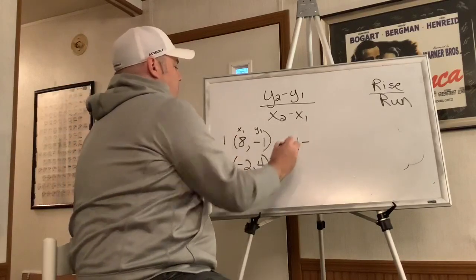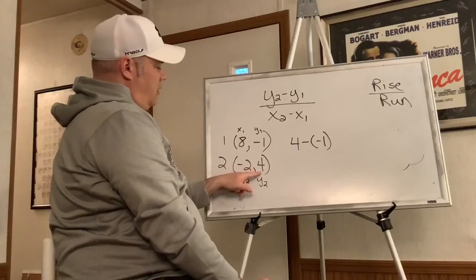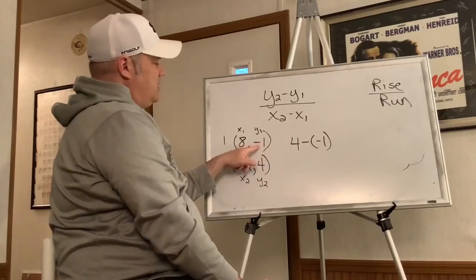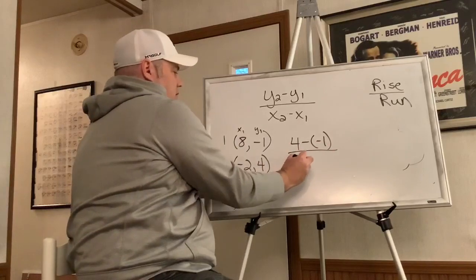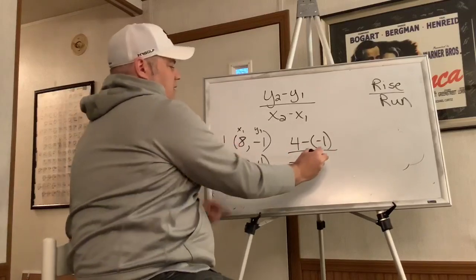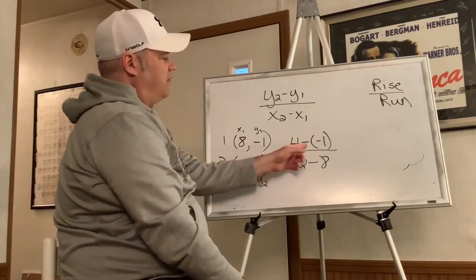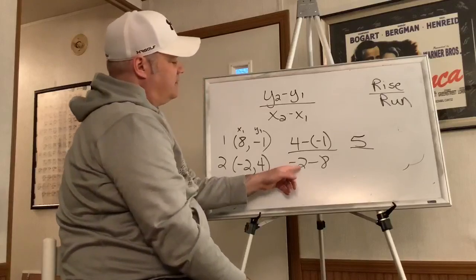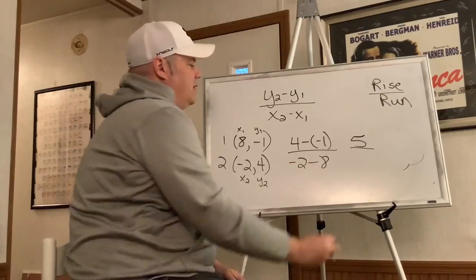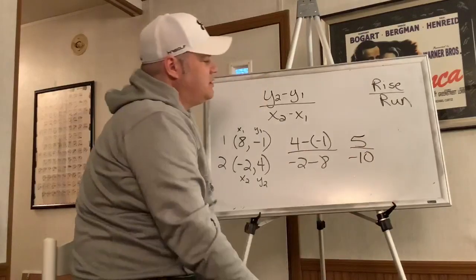4 minus -1. Okay, so that was 4 minus -1. And then that's over -2 minus just an 8. Okay, so that one's kind of normal down here. So this becomes 4 plus 1, which is 5. And this becomes -2 minus 8, which is -10. Okay, now we can reduce it.